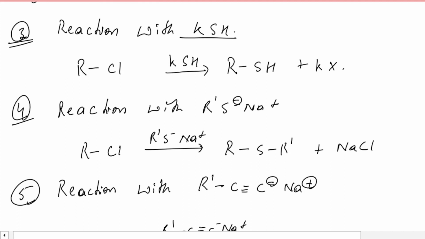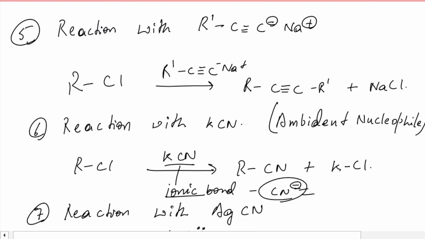Then reaction with KSH is similar to reaction with KOH. Next is reaction with R' S⁻ Na⁺, which is also similar to R' O⁻ Na⁺. Next is R' C≡C⁻ Na⁺ with RCl. This will form R C≡C R' plus NaCl. Next is reaction with KCN. This will form RCN plus KCl.